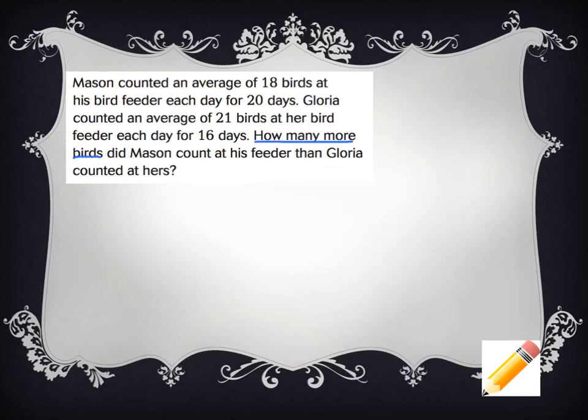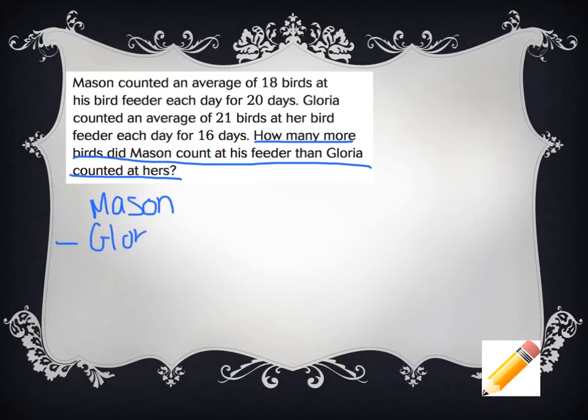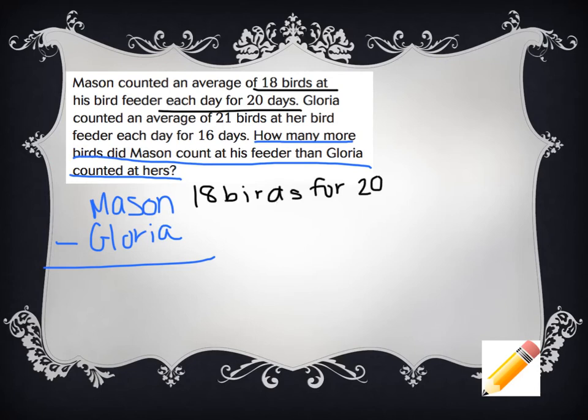My question tells me, how many more birds did Mason count at his feeder than Gloria counted at hers? How many more makes me want to subtract. And based on the wording, Mason is going to have more than Gloria, so I'm going to subtract Gloria's birds from Mason's birds. The problem tells me that Mason saw 18 birds for 20 days. And Gloria saw 21 birds for 16 days.